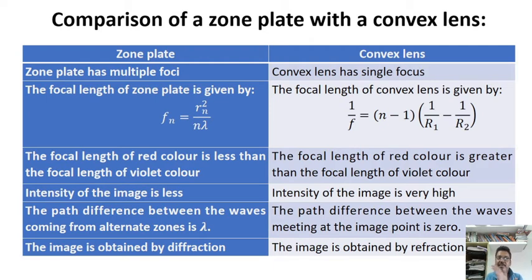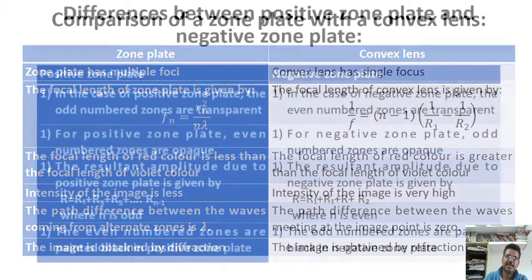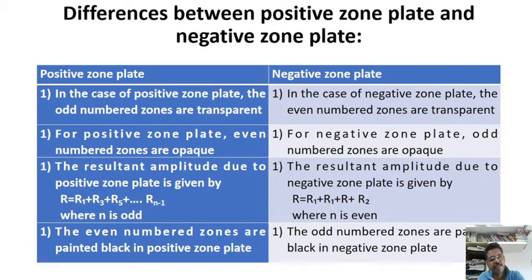The light gets refracted from one point to another point. Here it gets the diffraction, and here it gets the refraction. So like that, we get the comparison of the zone plate with a convex lens. Next, we discuss the difference between a positive zone plate and a negative zone plate.